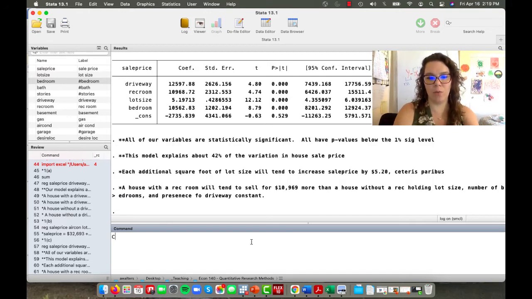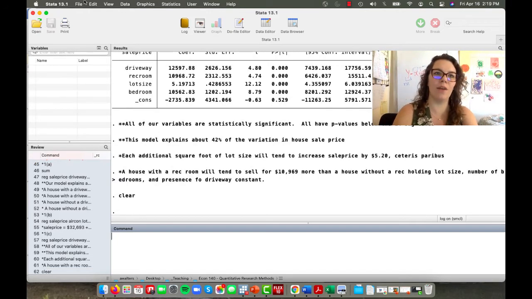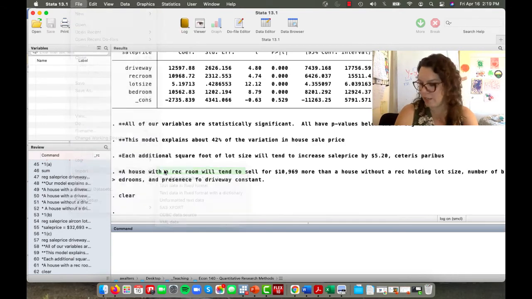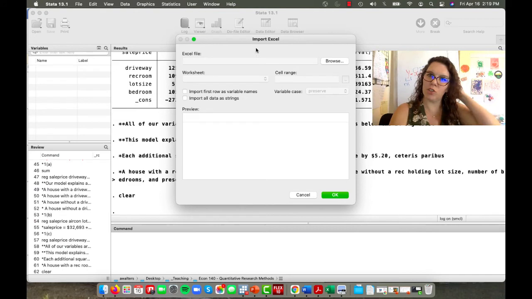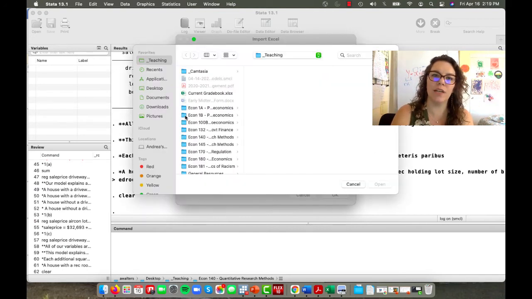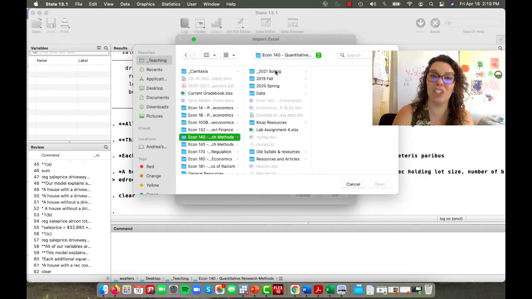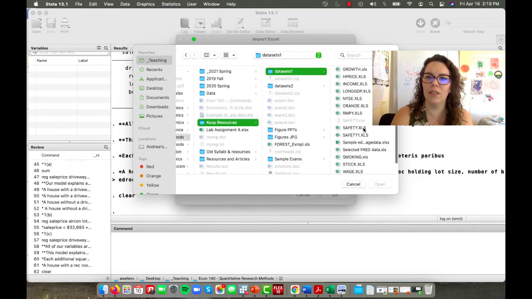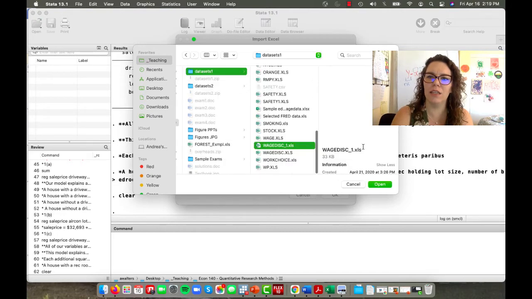The second part, we are going to clear this out and bring in the wage data. So I'm going to import that new data set. This is the wage discrimination data set, and we're going to do some different stuff here because we're going to have an interaction term in this part. So this is the one that's a little bit more complicated. So let's get that data set in.